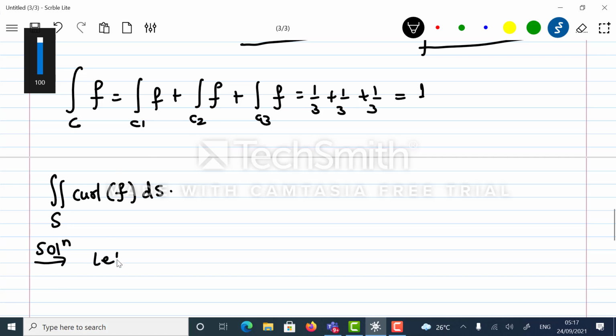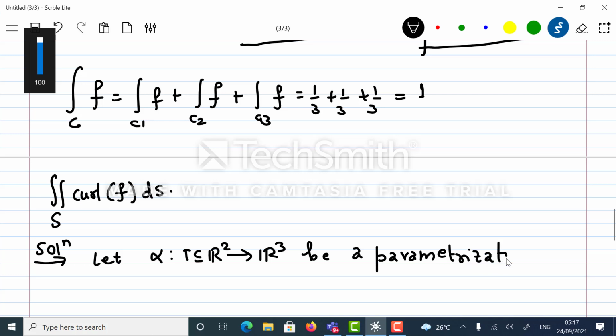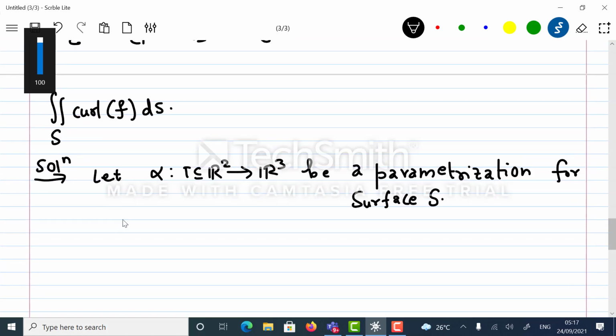So let alpha from T, a subset of R2, to R3 be a parameterization for the surface S. So let's say what is defined: alpha of x comma y is given as x, y, 1 minus x minus y.